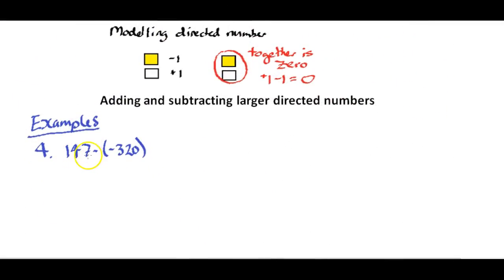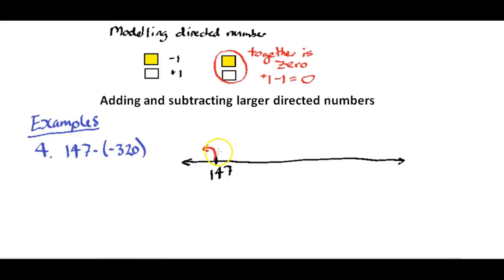In my fourth example, we're at 147. We're going to subtract negative 320. Now once again, I can draw a number line to help me out here. So here, we've got 147. We're going to subtract. That means I'm going to face that negative direction. But I'm subtracting a negative, so I'm going to walk backwards.